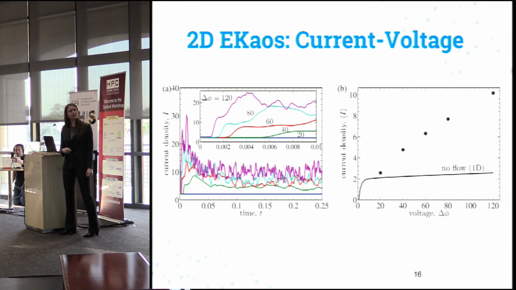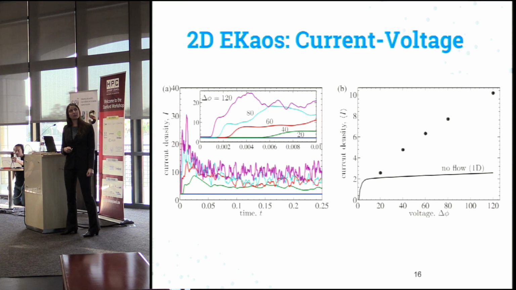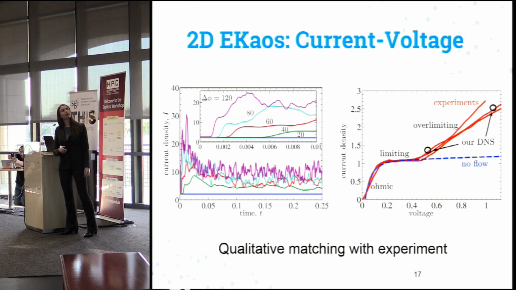But the important result is that if you remember, I said that the experimentalists, when they use the 1D theory, would continue to predict this flat line. Whereas these points are from our 2D direct numerical simulation, and they actually predict this higher than expected current density. And so even with just a 2D simulation, we're already doing significantly better than what was done before.